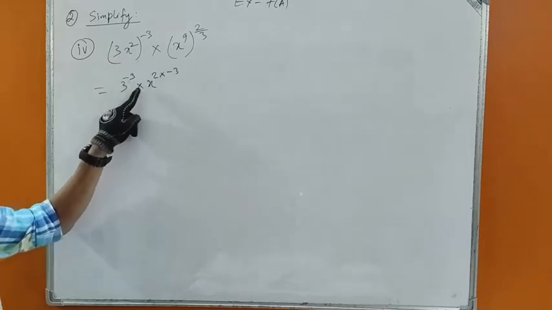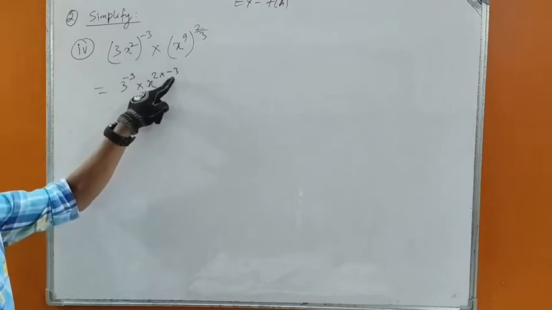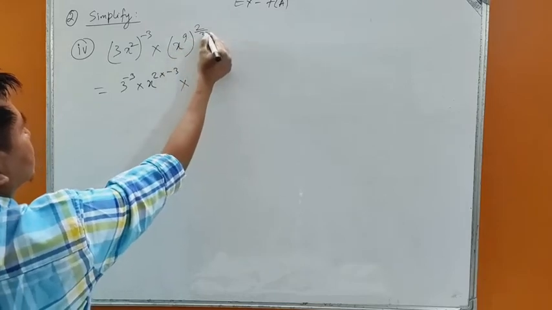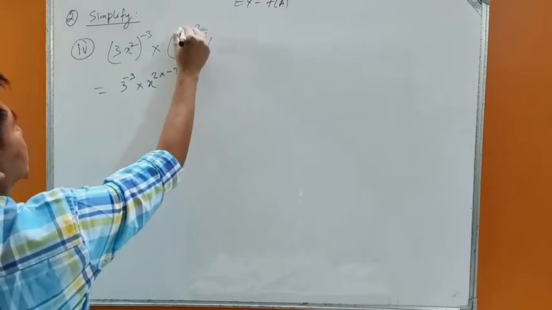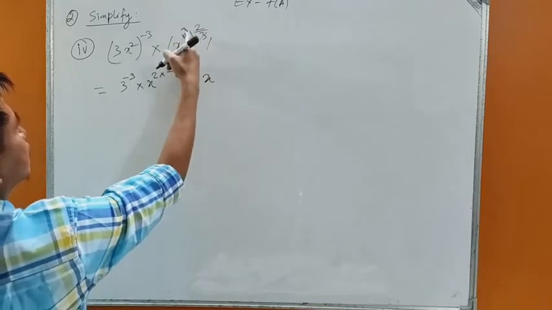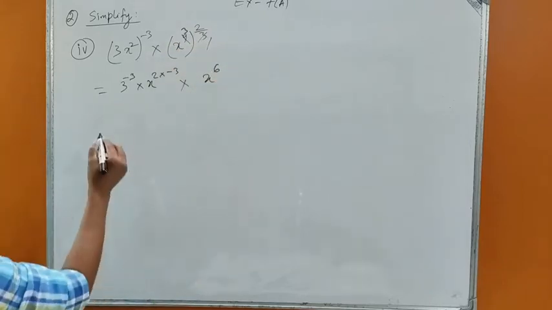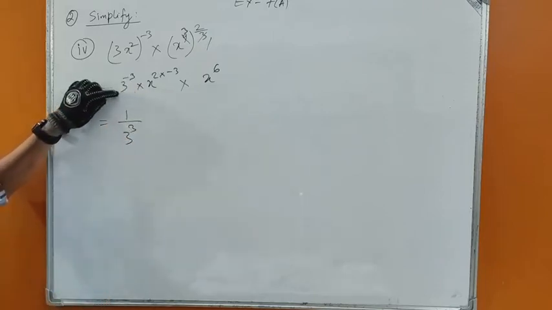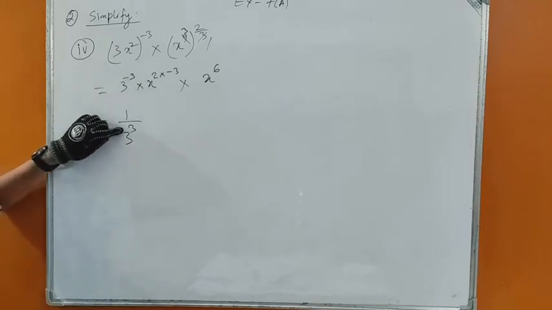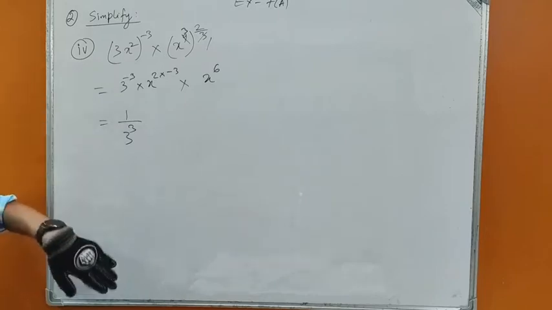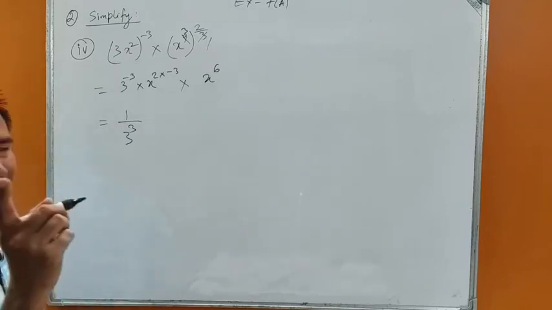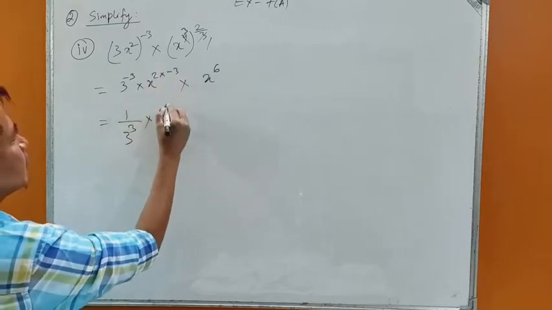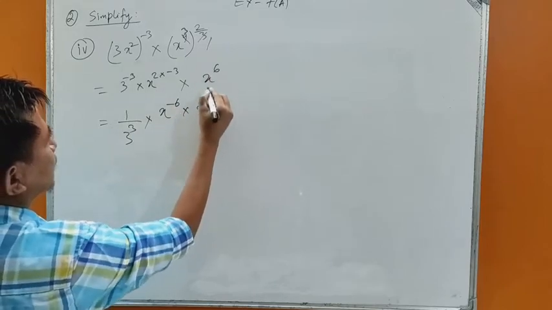Okay, 3 to the power minus 3 into x square into minus 3 into x to the power 9. Oh, this can be cancelled. 3 1 is 3, 3 3 is 9. So x to the power 3 2 is 6, x to the power 6, isn't it? So 3 to the power minus 3 means 1 upon 3 cube, because the sign of the power changes if you take the number to the denominator. Are you getting me? Yes. And here x to the power 2 into 3 minus 6 into x to the power plus 6.